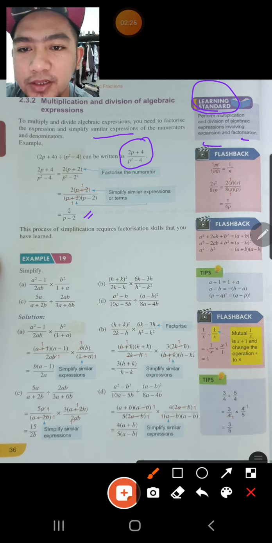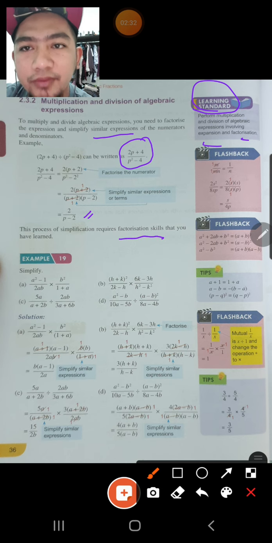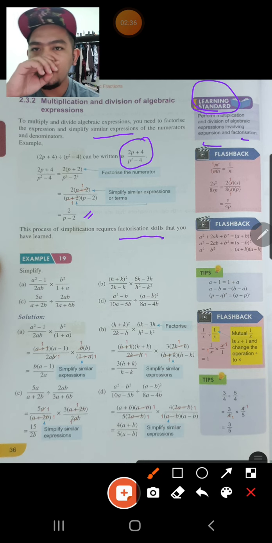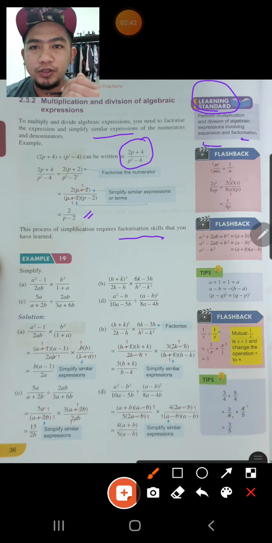This process of simplification requires the factorization skills that you have learned. Hopefully you can avoid careless mistakes. That's why you should work out the solution step by step and recheck again.